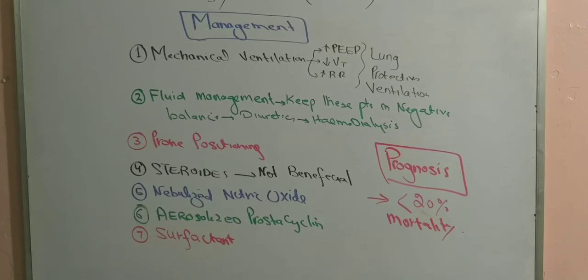The last point about the management is the prognosis in these patients. Now, in the old days, the mortality rate used to be more than 60%, but after the doctors adopted this lung protective strategy and negative balance of the fluids, this mortality has decreased to less than 20%. So it makes such a huge difference in the prognosis. So always try to understand the basic concept of the management of the patient with ARDS.